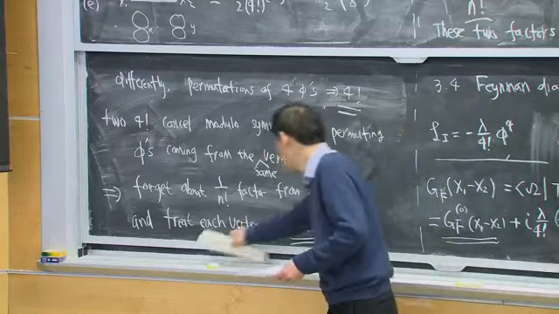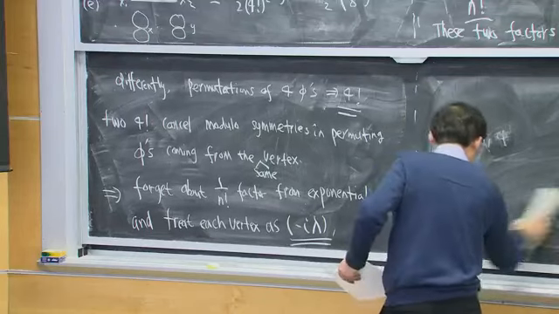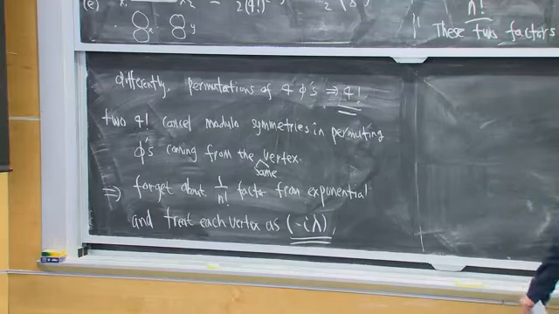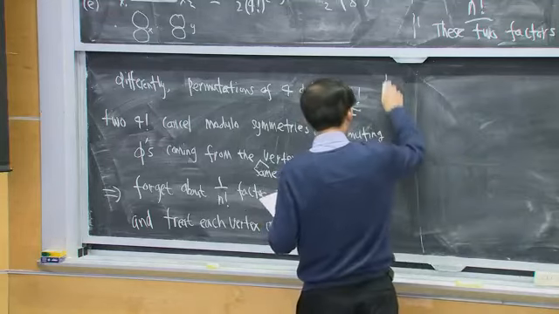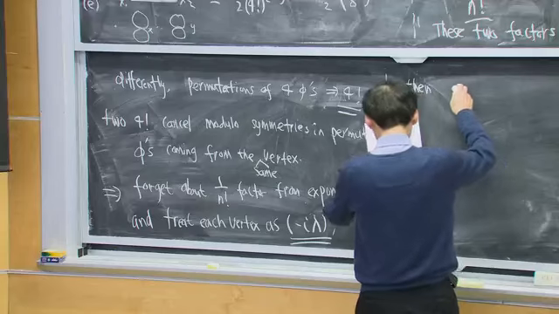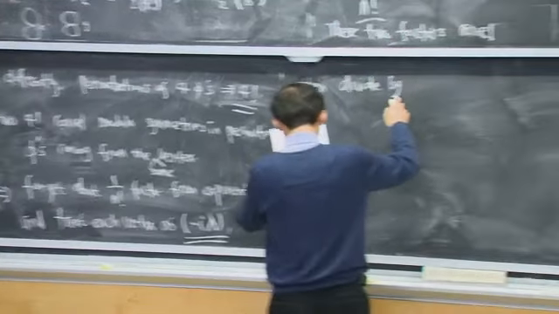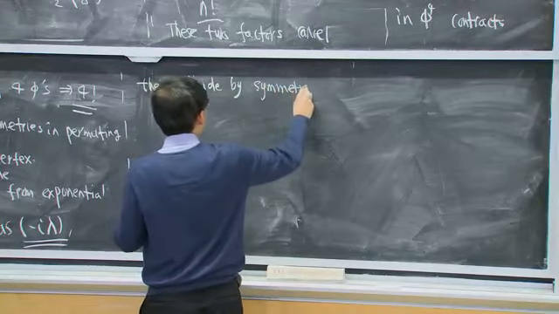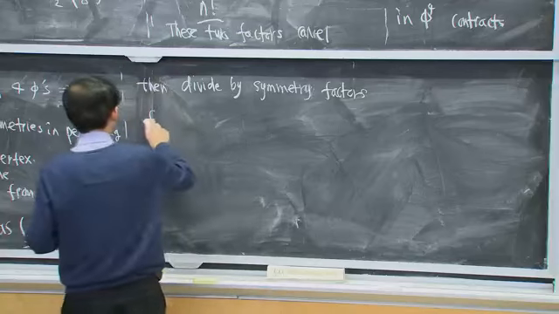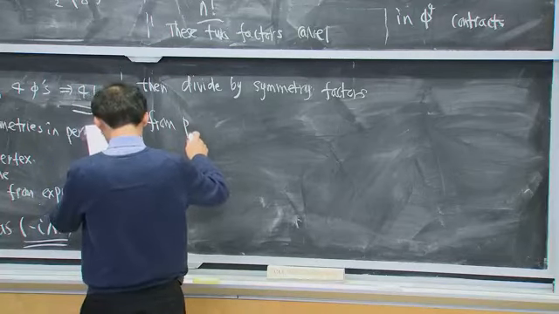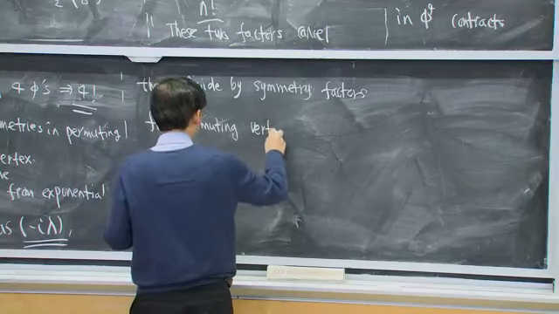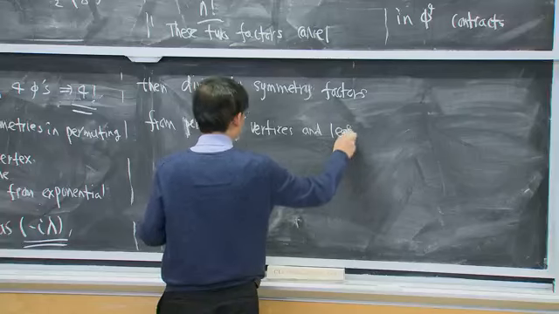But this way we overcount, and then we need to divide by symmetry factors from permuting vertices and the legs.